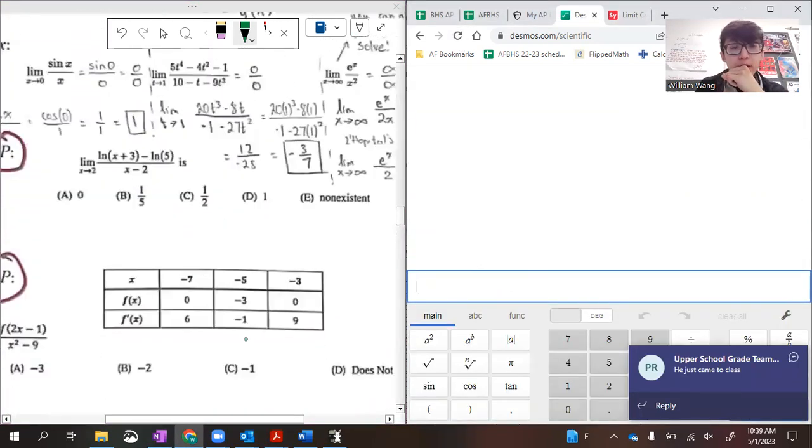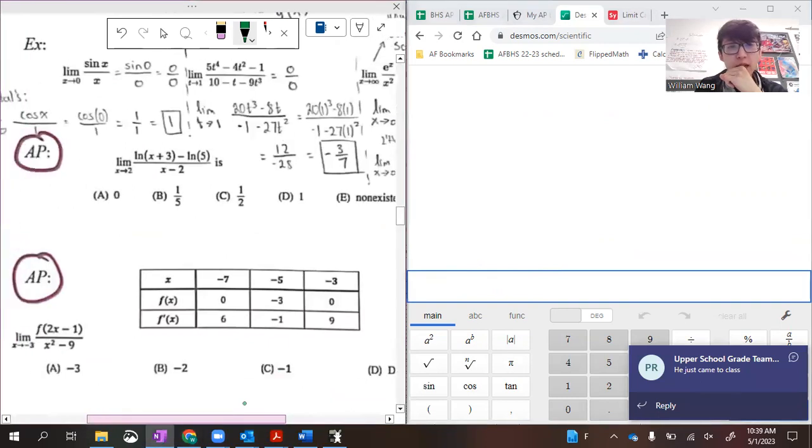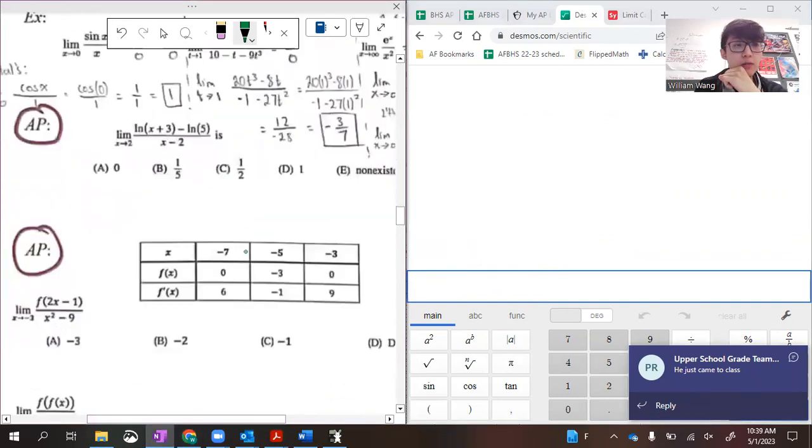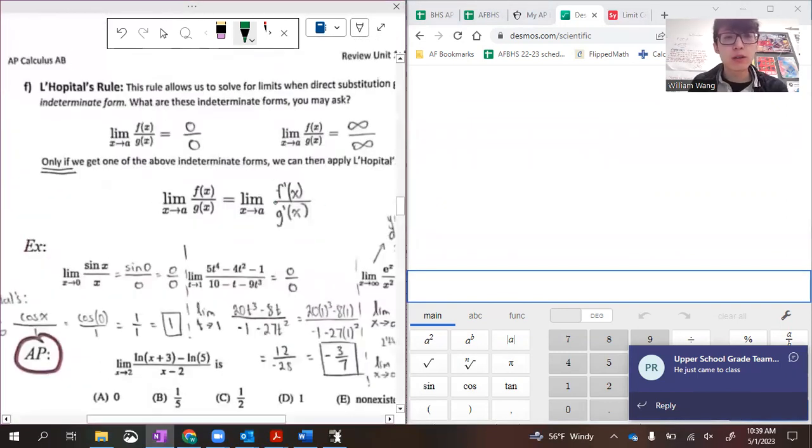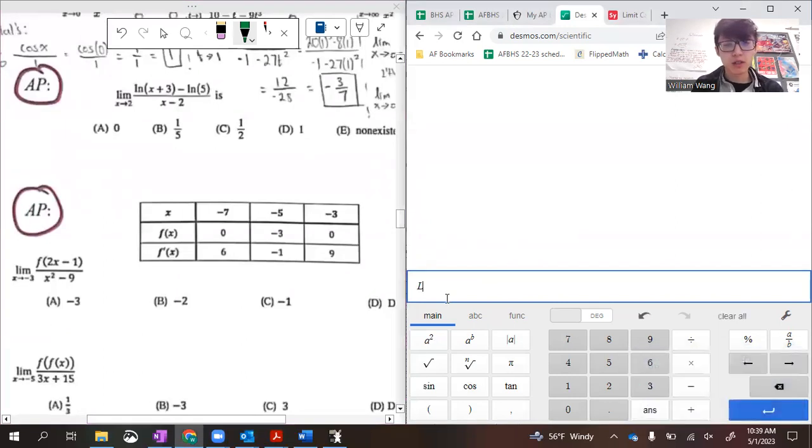All right, this is later on in the year, but it is a limit, so I decided to include it in this section. Okay, so let's take, first of all, what rule is this? L'Hopital's rule. So actually, let's take some notes on this. L'Hopital's rule. What is the rule?